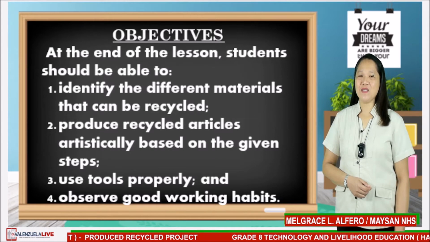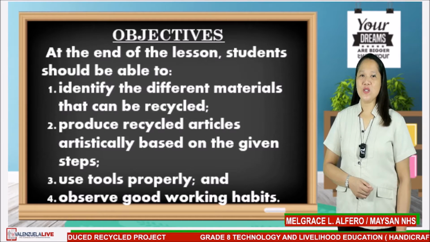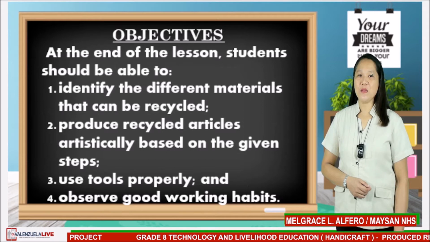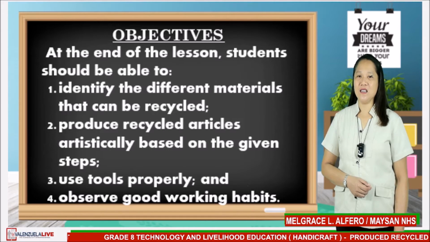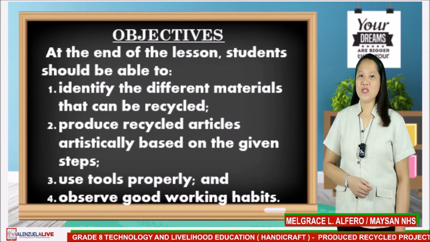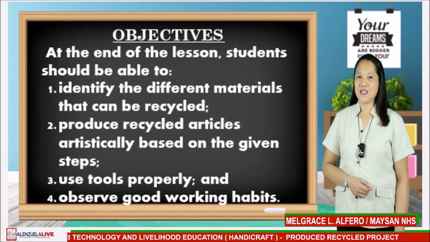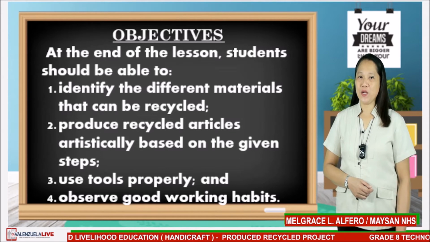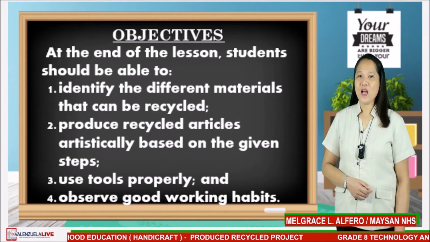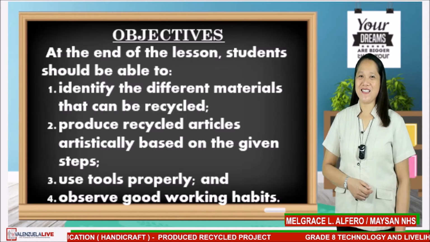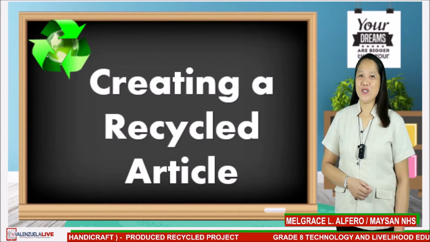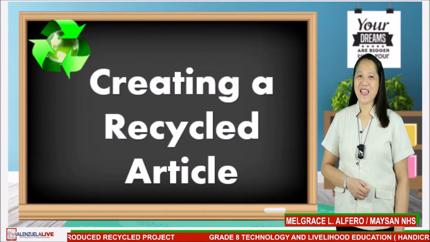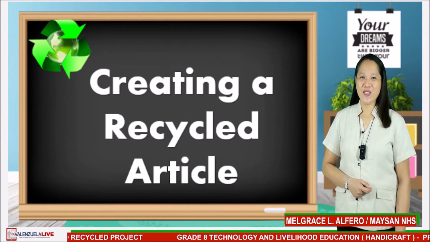For the objectives, at the end of the lesson, students should be able to: number 1, identify the different materials that can be recycled. Number 2, produce recycled articles artistically based on the given steps. Number 3, use tools properly. And number 4, observe good working habits. For today, we will practice hand skills because we are going to create a recycled project. Are you excited?